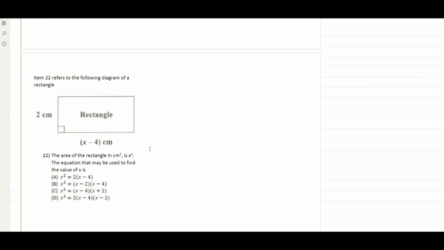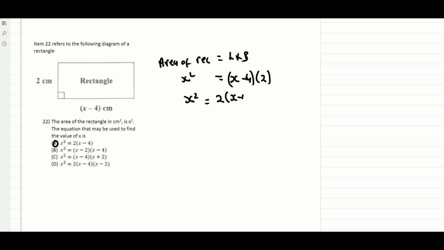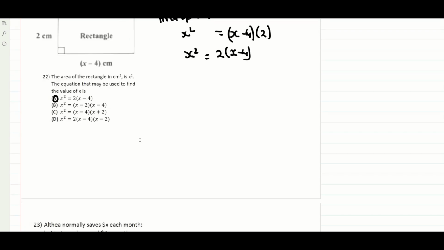Let's look at this one. We did this one already. I believe it was A, or x squared is equal to 2 by x minus 4, but let's do it. The area of a rectangle in centimeters squared is x squared. Which equation may be used to find x? So we know area of rectangle, which is x squared, is equal to length times breadth. Length is x minus 4 by 2, so that's x squared is equal to 2 by x minus 4, which is E.